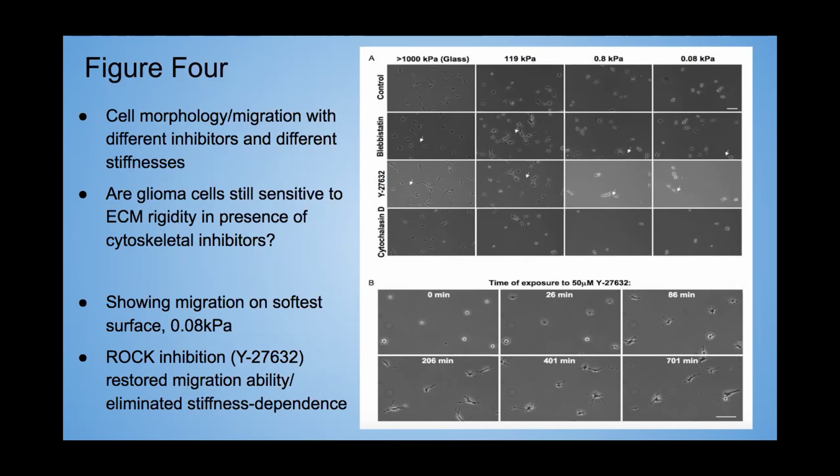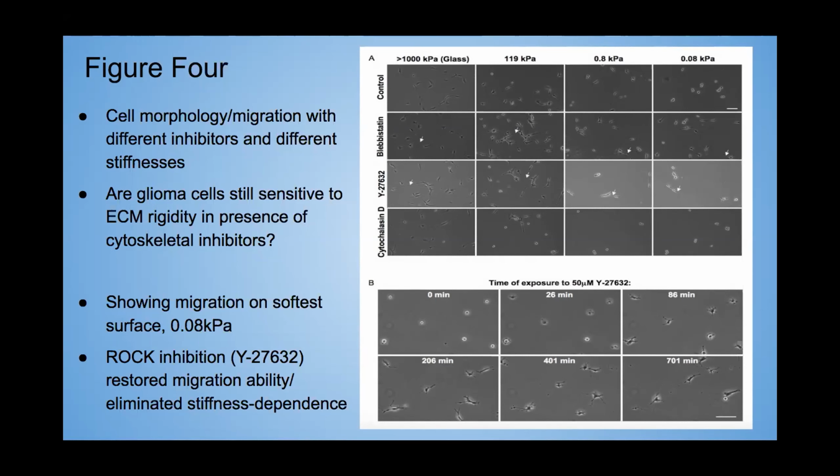And what they're showing here in this time course is that after a while, by inhibiting ROC, the migration ability and the stiffness dependence was eliminated, and migration ability was actually restored. And you can see that a little bit in that time course. So basically, that was their big finding here: by inhibiting ROC or non-muscle myosin 2, these cells didn't depend so much on these ECM rigidity cues.